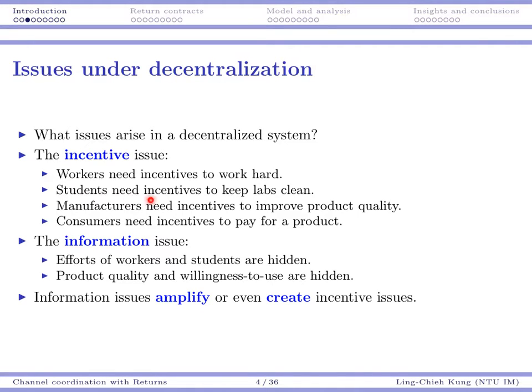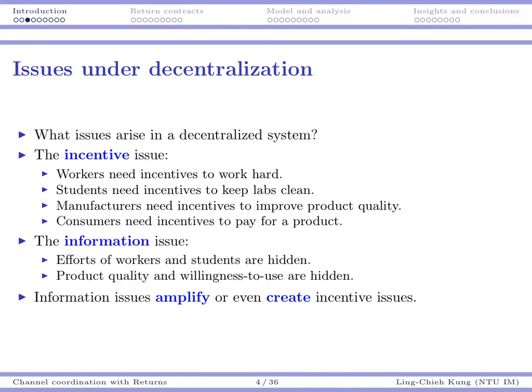Similarly, students need incentives to keep their labs clean. From the system's perspective, or from society's perspective, we prefer clean labs. But the students who are really using the labs need incentives to keep them clean. Manufacturers need incentives to improve product quality, like not using fake oils as materials. Consumers need incentives to pay for a product. If there's no incentive, consumers will simply go away.